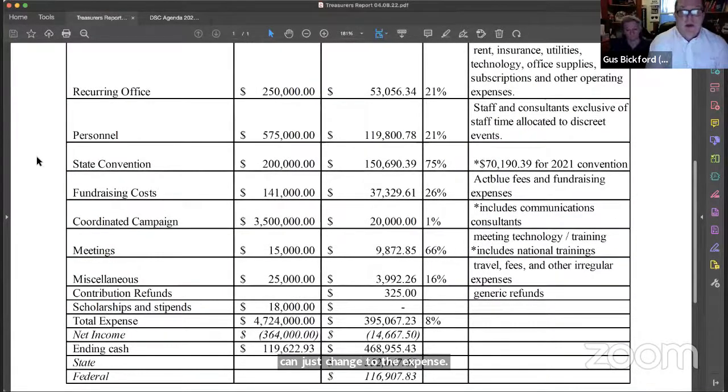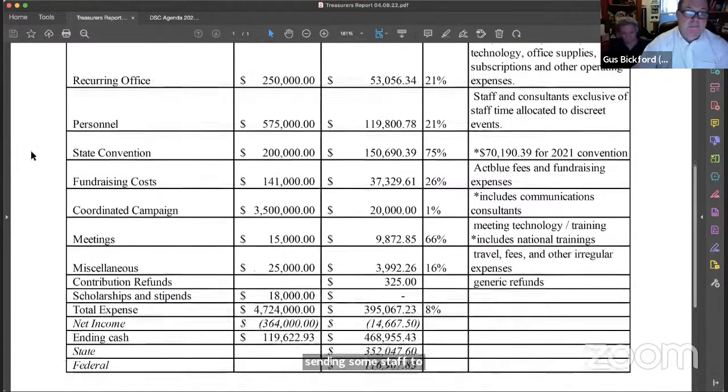Fundraising costs, that'll be on Mark. Coordinated campaign, that again depends on what we have. Meetings, we have 2 more meetings a year. Some of this expense is, we did include the DNC travel and DNC technology training that we are sending some staff to.